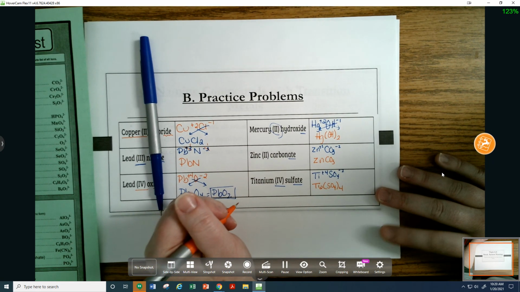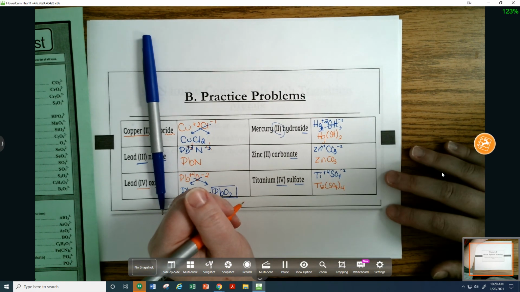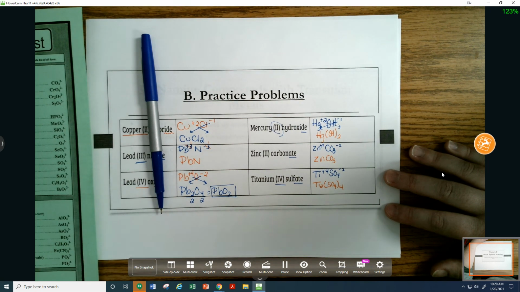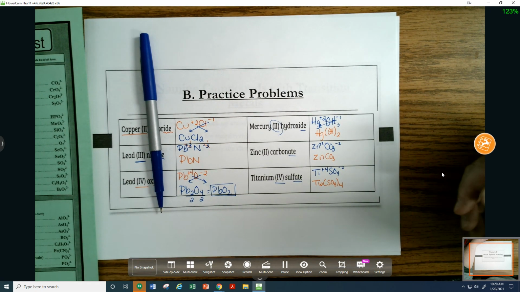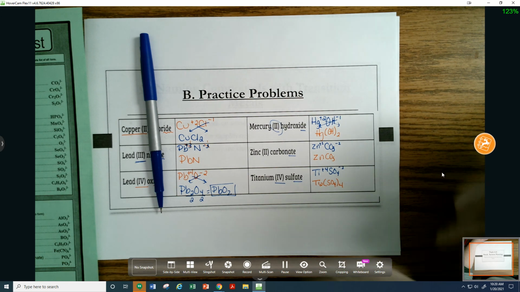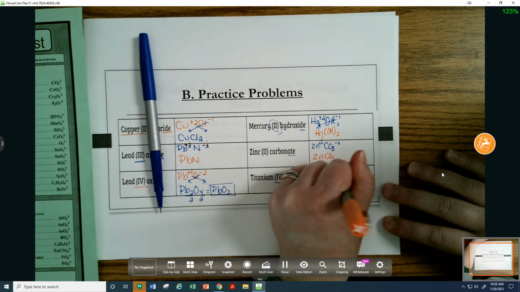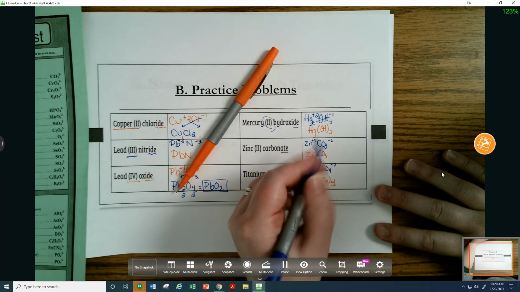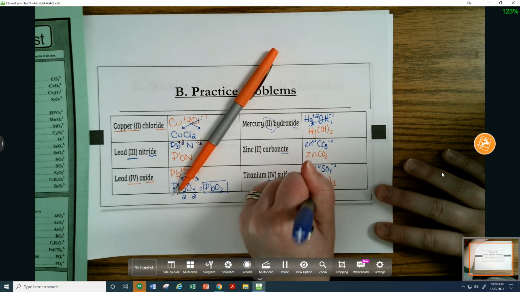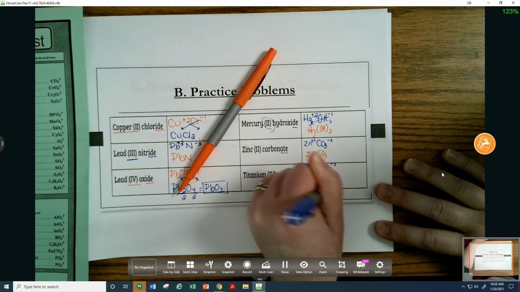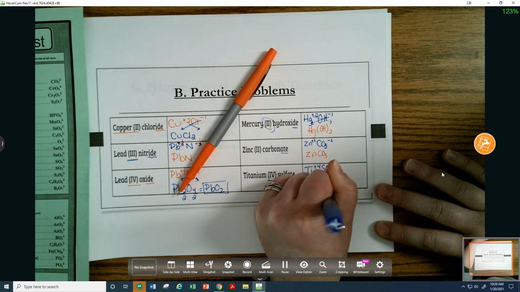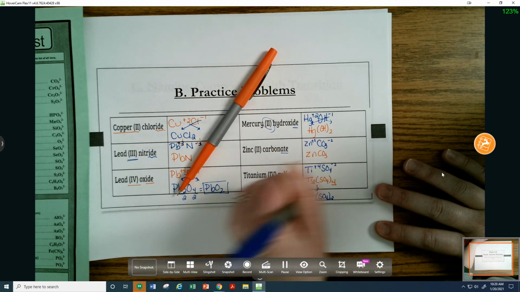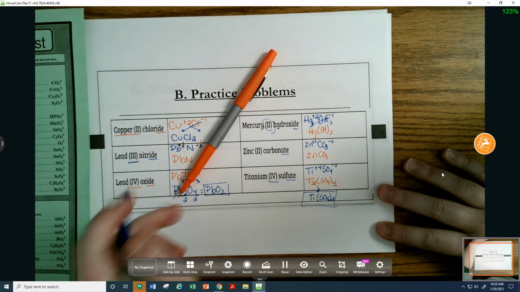And then you are not quite done. We can simplify like we did on the example on the left. However, you can only simplify subscripts due to charge. So I can simplify this 2 and this 4, nothing else. Those are both divisible by 2. So my final answer is going to be Ti. SO4 will still need parentheses, and that 2 will now be outside of it. And that's your final answer there.